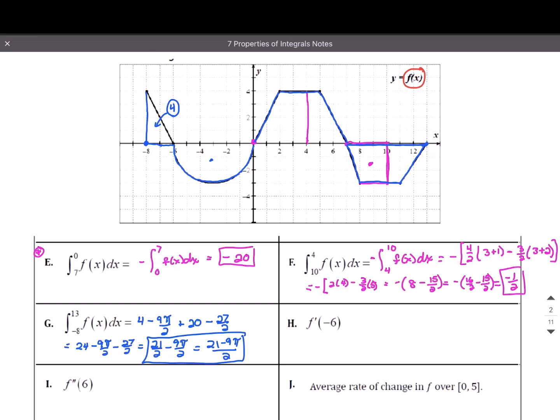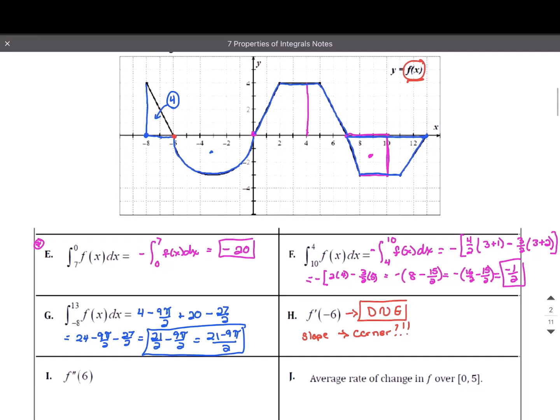Okay, so now we want to find f prime of negative 6. Now, remember, this is the function f of x, so our derivative is the slope of the curve at negative 6. But if you look at negative 6, we have a corner, and if there is a corner, there is no derivative. So this derivative does not exist.